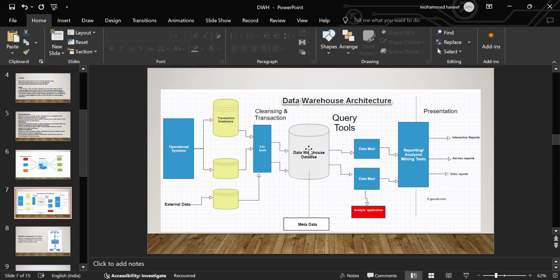Okay, so instead of that, we will create a subject-oriented data mart, and we will be creating different data marts, so that if anyone wants the customer information, they can go to the customer data mart, and if they want the sales, they can go to the sales data mart. Like this they can do.